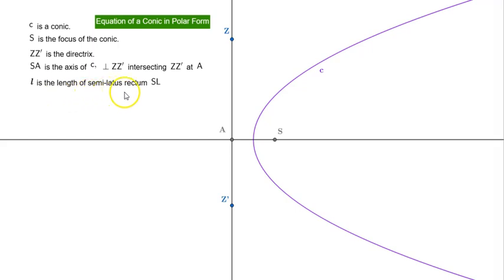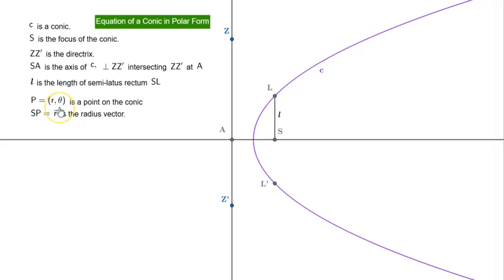L is the length of the semilatus rectum, SL. So how do we arrive at this? We draw a line through S parallel to the directrix. And now we take the intersection of this line with the conic, L, L prime. Now L, L prime is the latus rectum. Semilatus rectum is half of it, that is SL. So now we don't really require the entire line. So we will just join SL and get rid of this line.